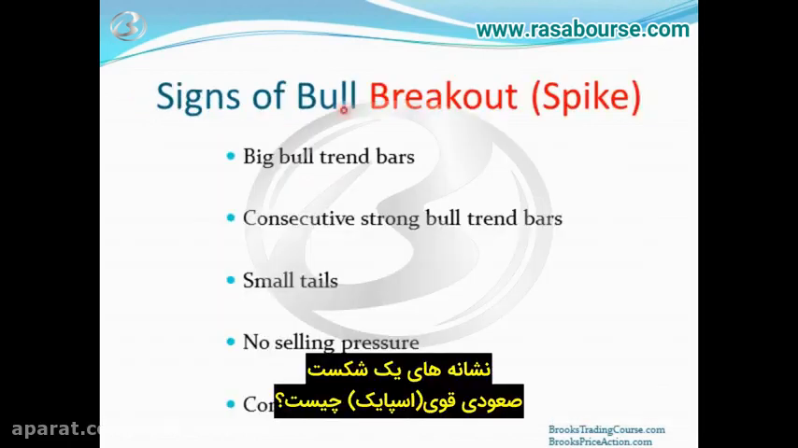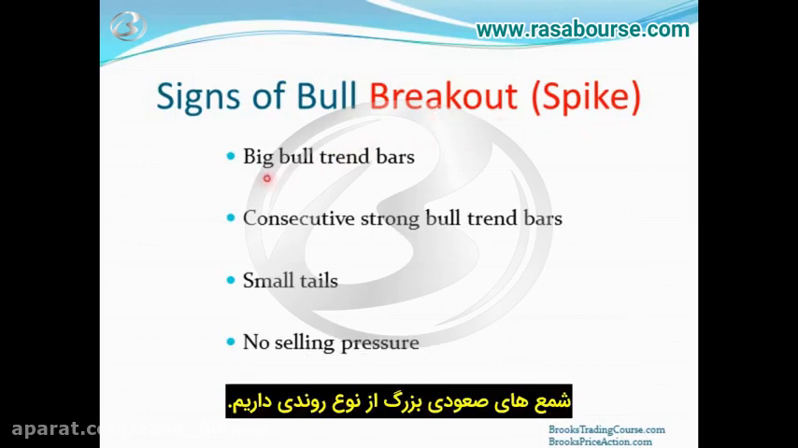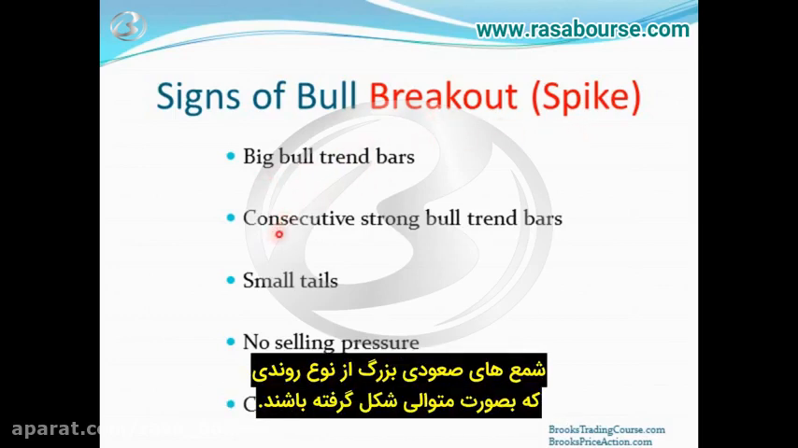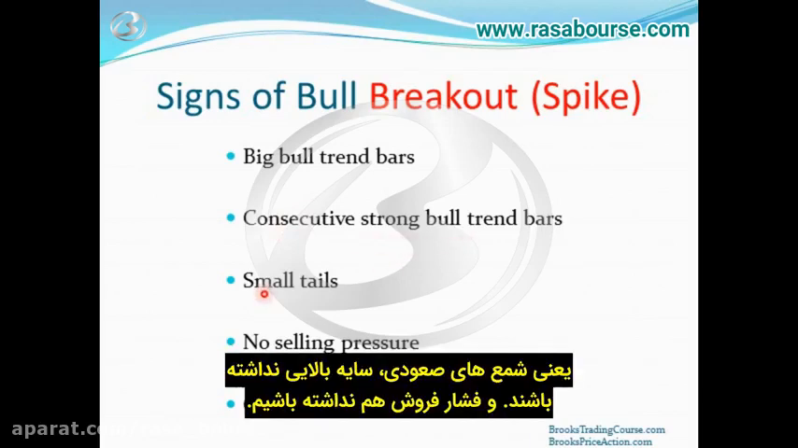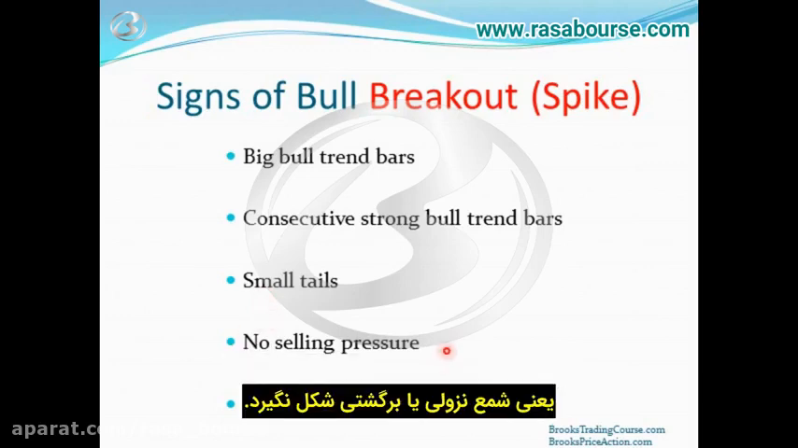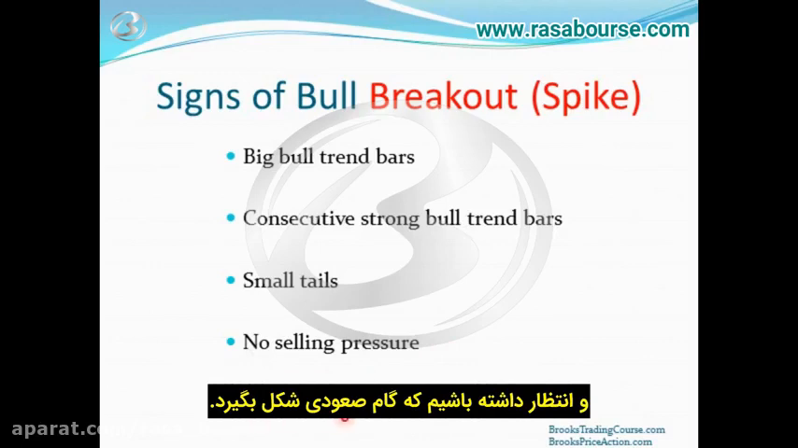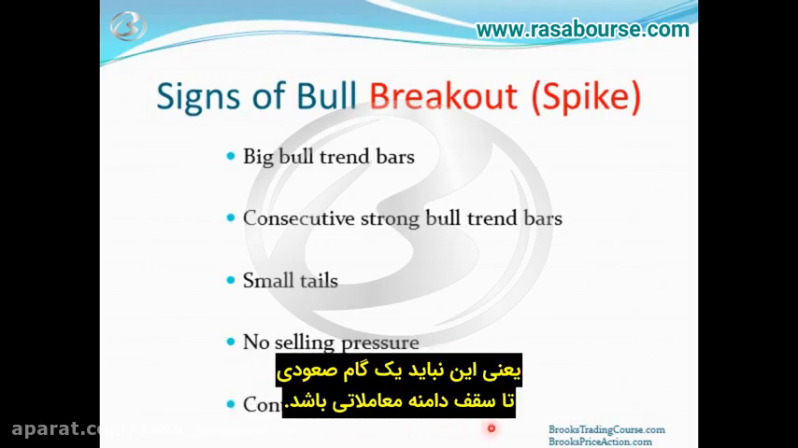So what are the signs of a strong bull breakout, a spike? Big bull trend bars, consecutive strong bull trend bars, small tails, in other words, bull bars closing on their highs, and no significant selling pressure. No bear bars, no reversals. And the context has to be supportive of higher prices. You don't want it to be a race to the top of a trading range.